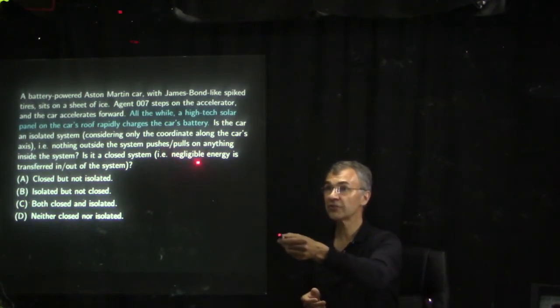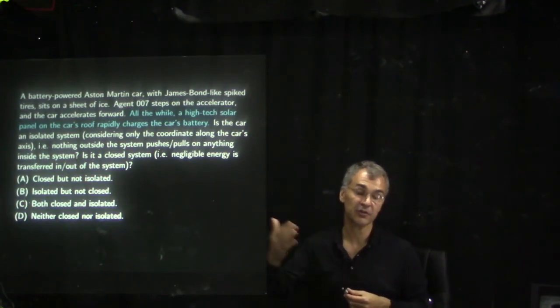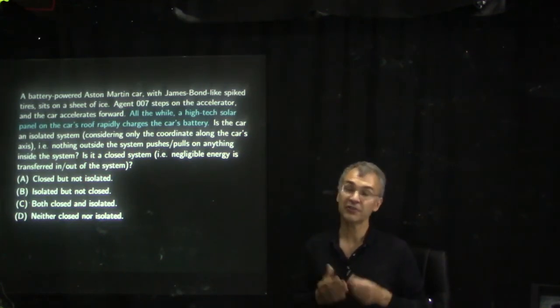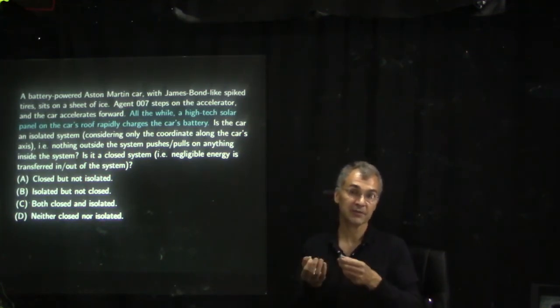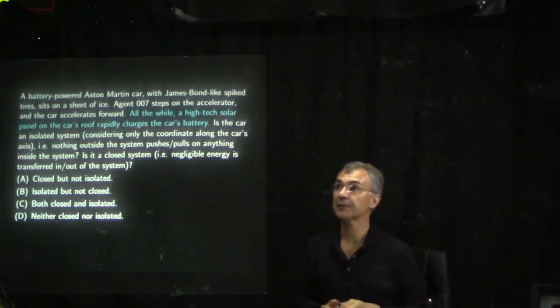Is it a closed system? Is negligible energy transferred in or out of the system? Well, it's not a closed system. The sun is charging the battery. So you see in the previous slide, the battery's internal energy was being depleted, and that's the source of the kinetic energy of the car.